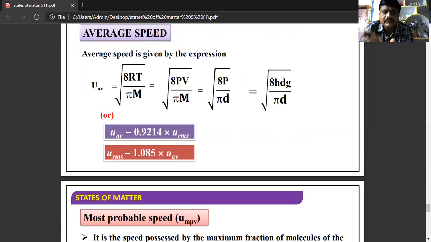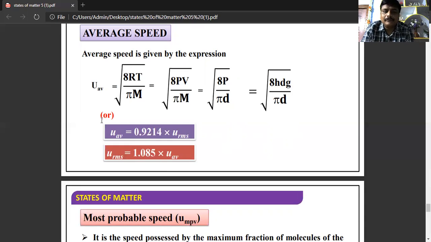Here also we can calculate the average velocity at different conditions. When temperature is given, average velocity is equal to root of 8RT by pi m. Instead of RT we can substitute PV, so root of 8PV by pi m is equal to root of 8P by pi d, or root of 8 hdg by pi d. So these are the different conditions: temperature condition, pressure and volume condition, and density condition.